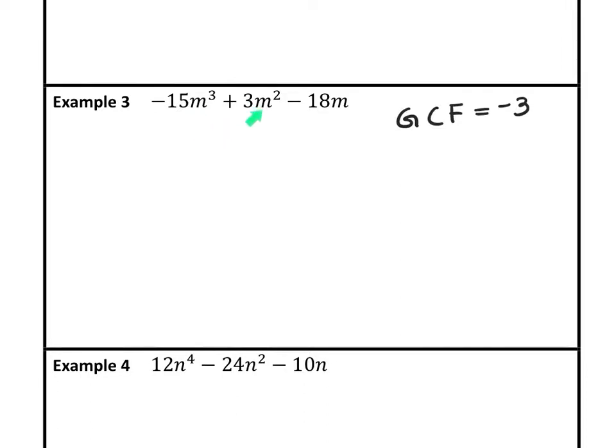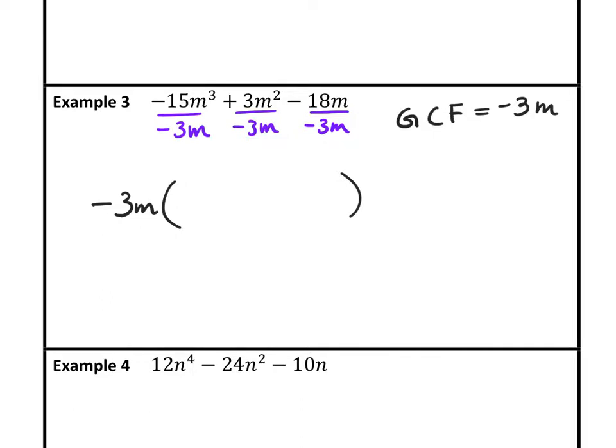Now, if we look at the letters, they all have at least one M in common. So my GCF is going to be negative 3M. Okay, so we're going to set up our parentheses, and then we're going to put negative 3M in front there.